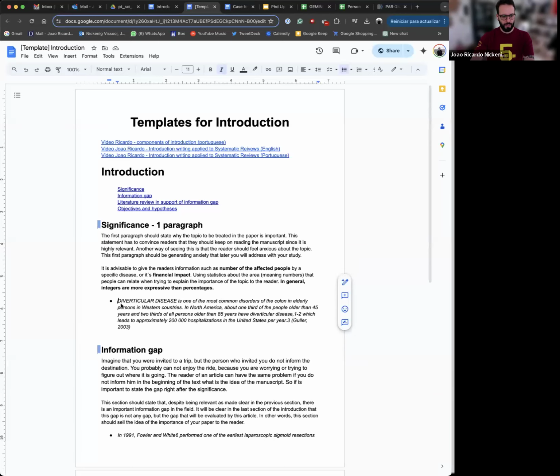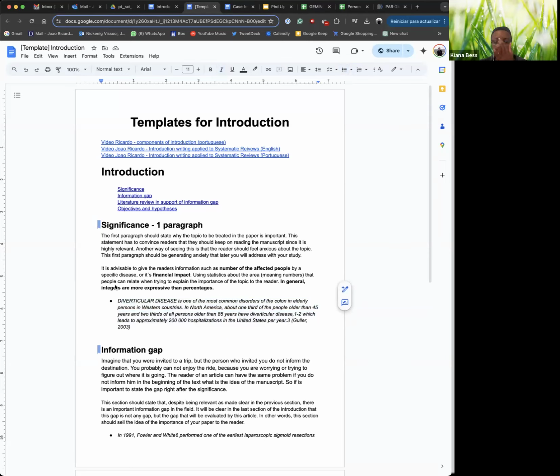Here we have an example from a paper we got. And then it goes and says, diverticular disease is one of the most common disorders in the colon in elderly population. So it's saying that it's very common. In North America, about 1/3 of people older than 45 and 2/3 of people older than 85 have this disease, which leads approximately to 2,100 hospitalizations in the US. So you've made the problem very specific and very relatable. Okay? Yes, Kiana?